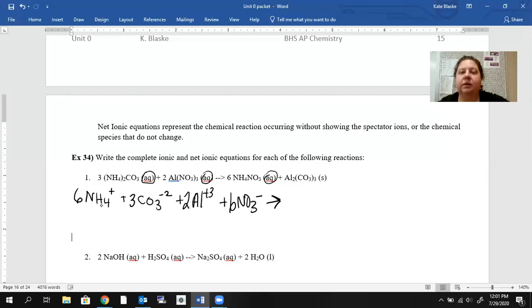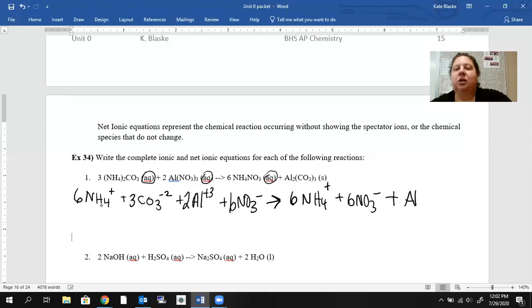Now I need to look at my products. My first product, ammonium nitrate, is still aqueous, so that also is going to break up into ions. So same as before, I've got 6 ammonium ions and 6 nitrate ions. But now my aluminum carbonate says solid. So that's not going to break up into ions when it's in a solution. It's going to stay a solid. It's going to be a chunk sitting in the bottom of the beaker.